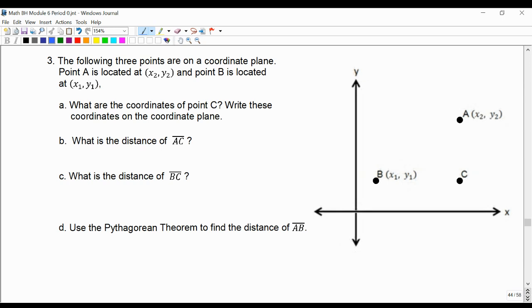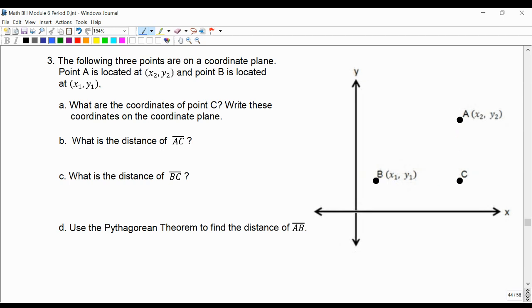We're going to look at a problem that has points A, B, and C. And we want to figure out what the distance between A and B is. And we're focused on A and B primarily because distance, when it's horizontal or vertical, is easy to just count. We've actually been doing that.